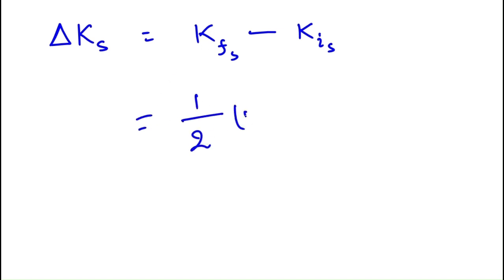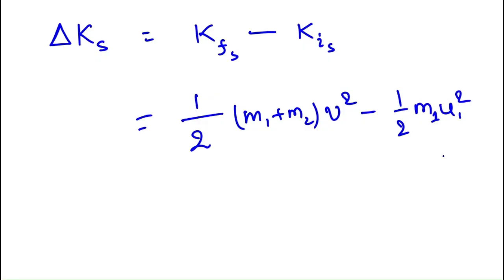There will be a change in kinetic energy of the system. That is, final kinetic energy of the system minus initial kinetic energy of the system, and this is not going to be zero. We can find out the final kinetic energy of the system: 1 by 2 (M1 plus M2), the new mass combining the two bodies, times final velocity squared. And the initial kinetic energy, as body 1 is moving and body 2 is at rest, will be 1 by 2 M1 U1 squared.